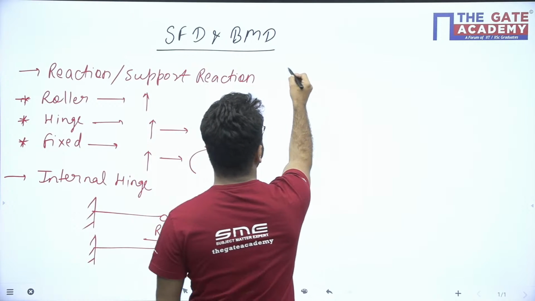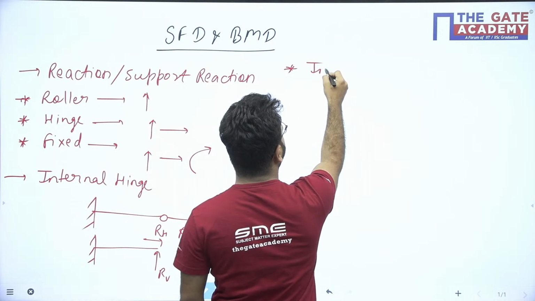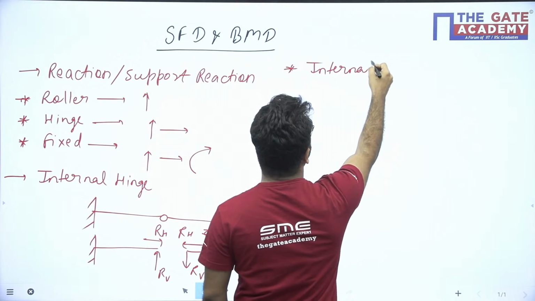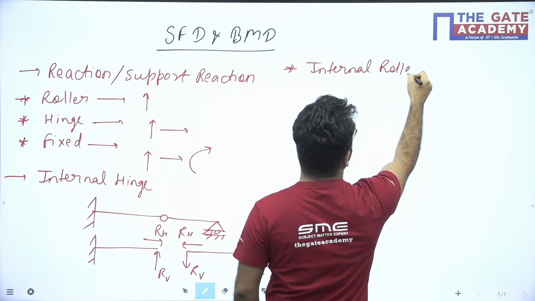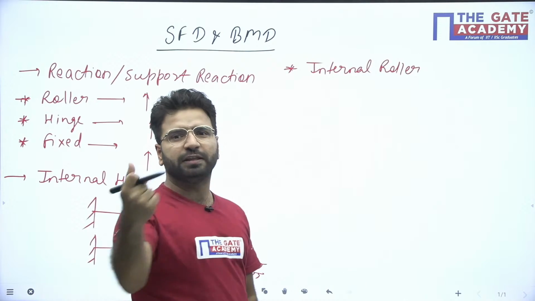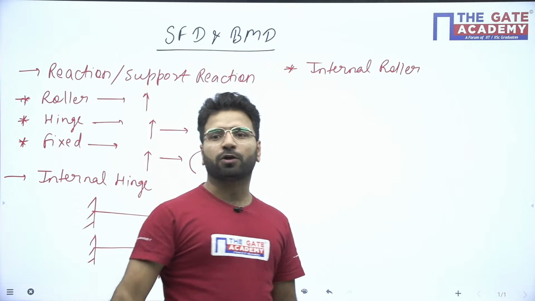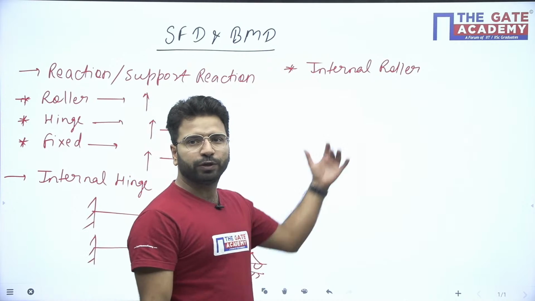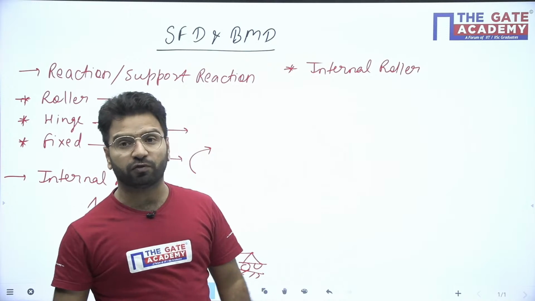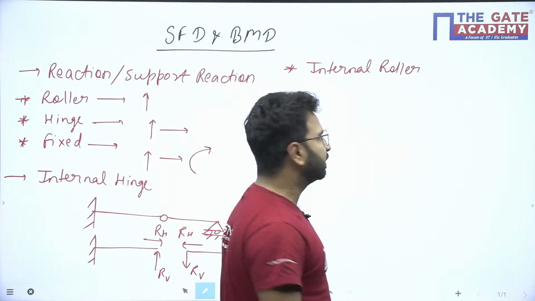One more is there, that is the internal roller. I am teaching these supports because I will use them in the slope and deflection chapter. It will be helpful for understanding the concept of slope and deflection. So here I am covering these two supports, which will be more helpful in slope and deflection also.